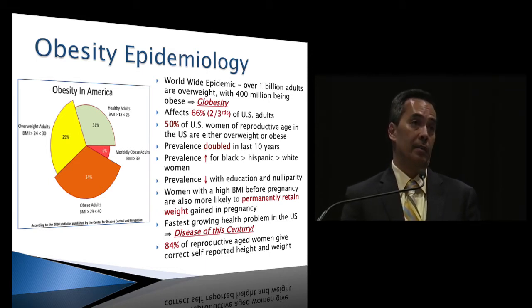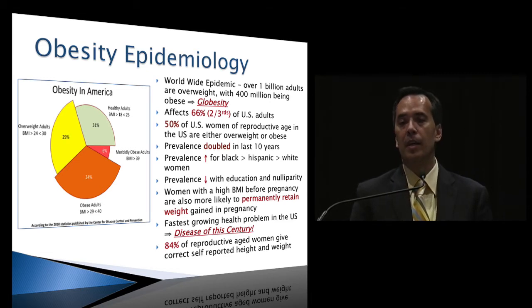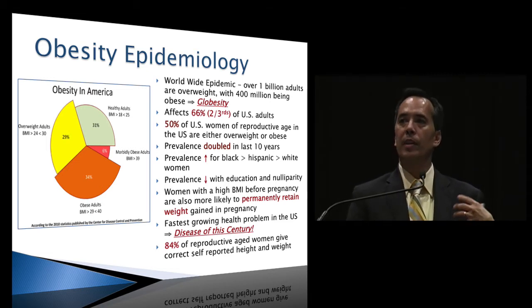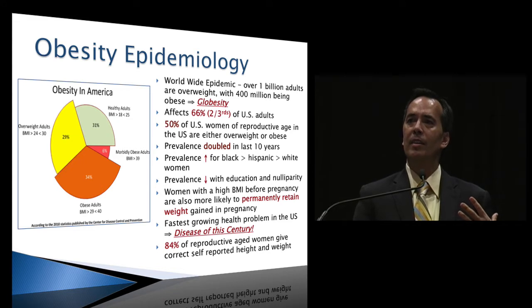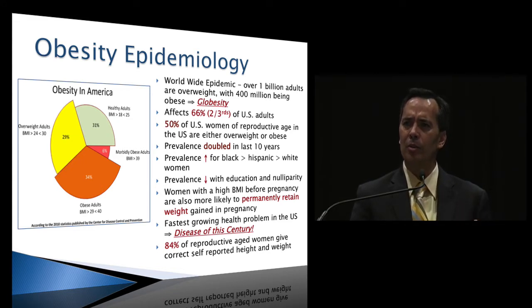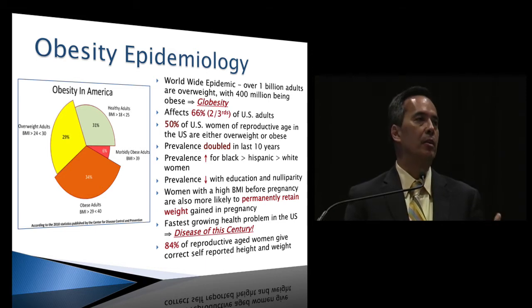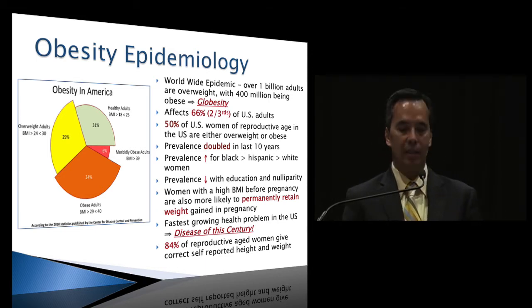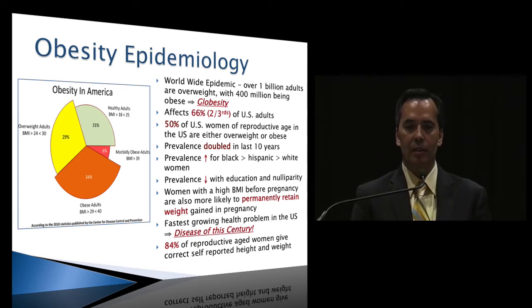And one thing that I got out of doing a literature review is that, when you go into a room and you ask, what's your height and weight? You're like, are they really telling me the truth? Is that their real weight? Well, one of the studies I found was that 84% of reproductive age women give the correct height and weight. So that's good. That is definitely a good thing.